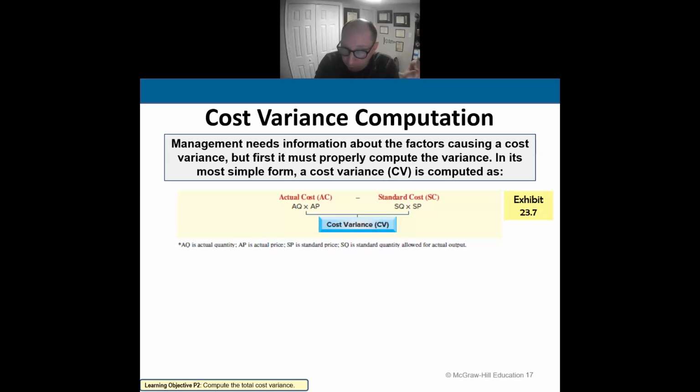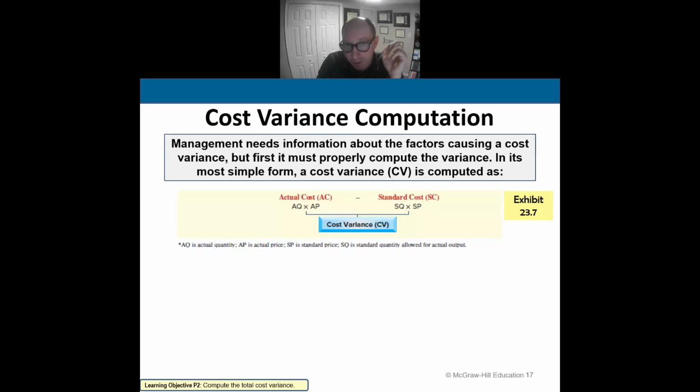But first you need to know how to calculate the actual cost and the standard cost. So step one, calculate the actual cost. The actual cost is the actual quantity times the actual price. Actual quantity times actual price is how we find the actual cost. That's step one, find the actual cost.